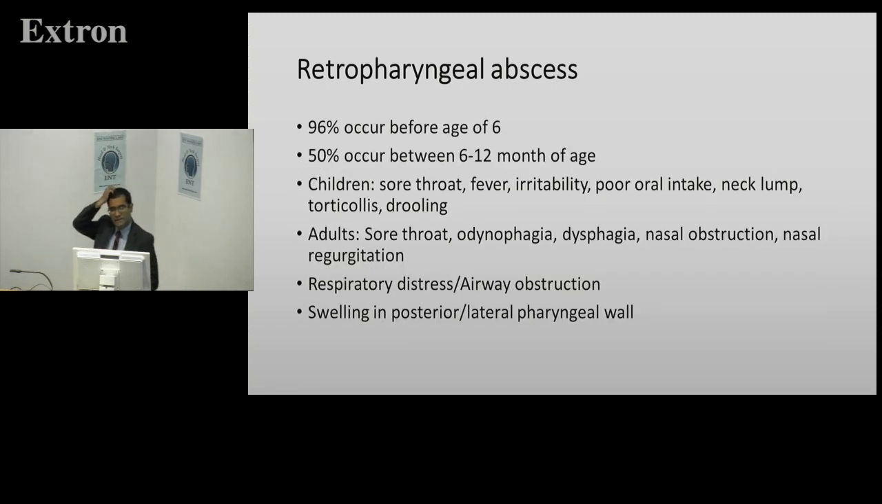If you look at the etiology or the pathophysiology of retropharyngeal abscesses, the majority of them are in children, below the age of 6. In fact, 50% of those occur in the first year of life, between 6 to 12 months of age. The way that children present is different to the way that adults present. Children will just be irritable, with poor intake, and often they won't move their neck. They may be drooling, which is obviously a worrying sign. Whereas adults have sore throat, painful swallowing, they might have a nasal twang to their voice, and sometimes it might have gone beyond the early phase, and they might have respiratory distress, airway obstruction, and you might even see swelling in the posterior or the lateral pharyngeal wall.